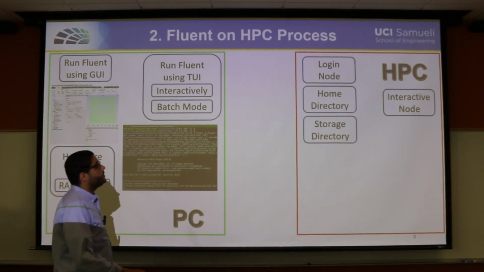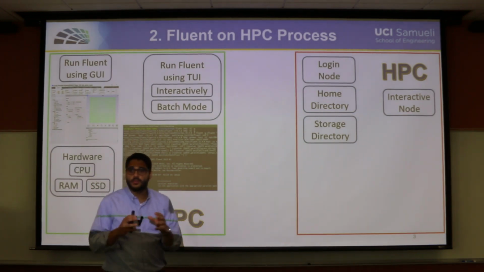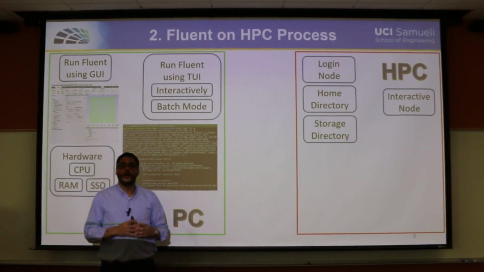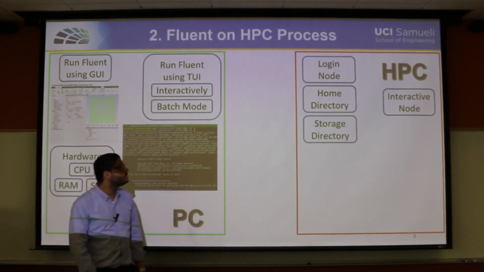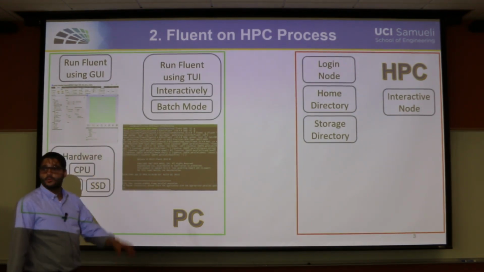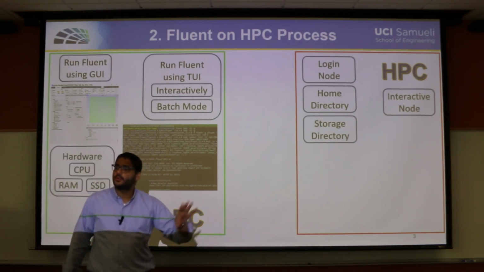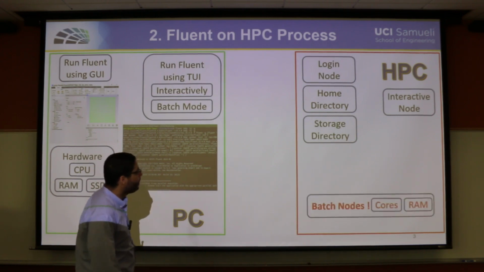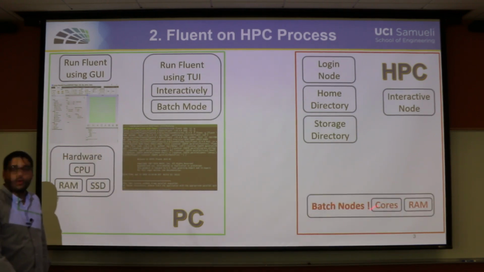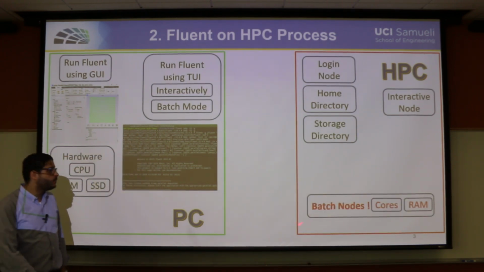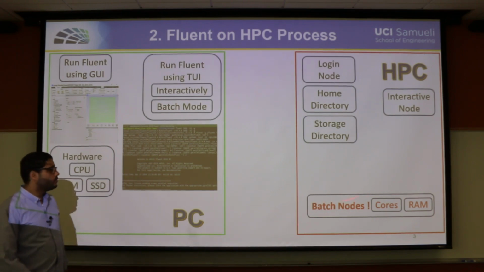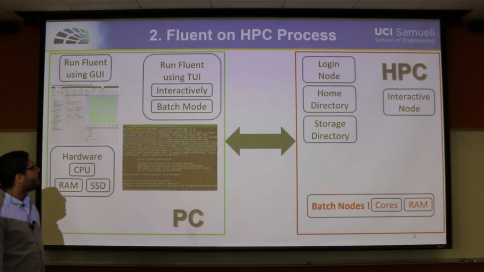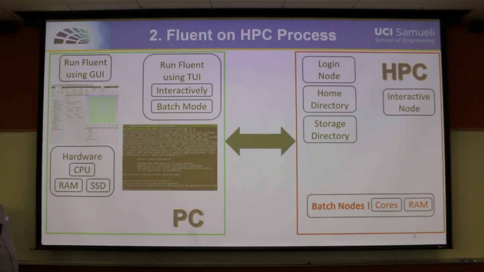And again, on the HPC, you have the home directory. Think of it as the C directory on your Windows machine; it's the home directory for your Linux system. And you have a storage directory, which is a different directory where you get to store your huge data. And then we have the workhorse for the HPC, which are the batch nodes. In those batch nodes, you have multiple cores and RAM, as we explained before. And these two get to communicate with each other.